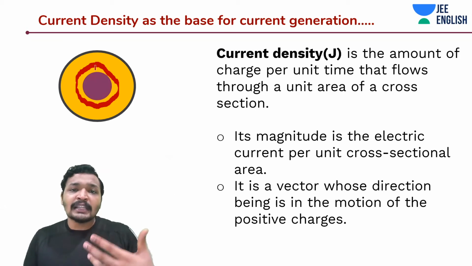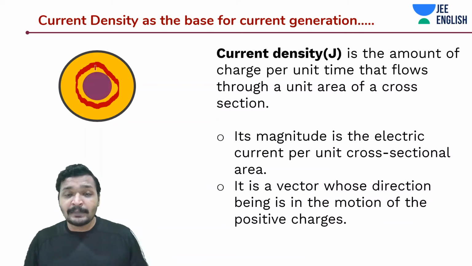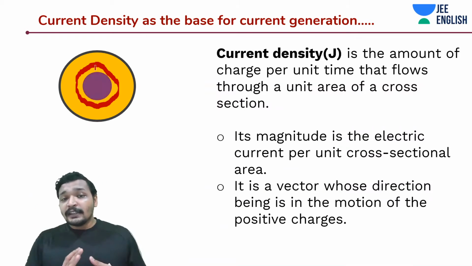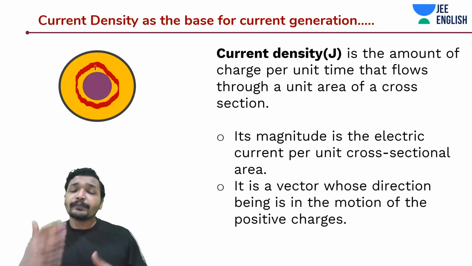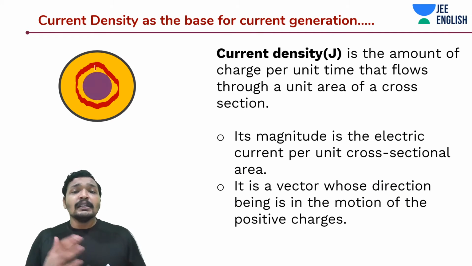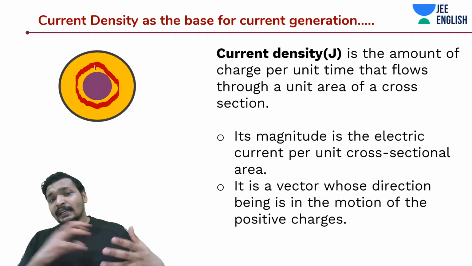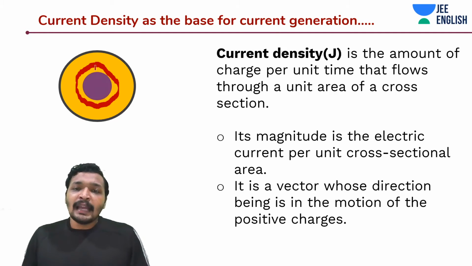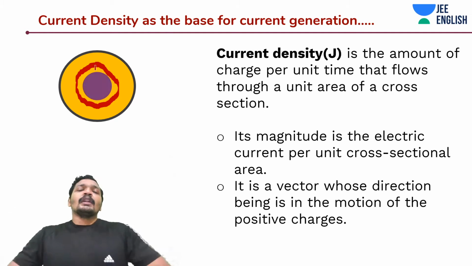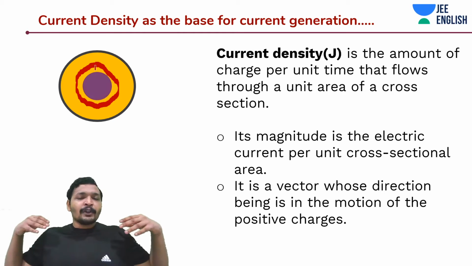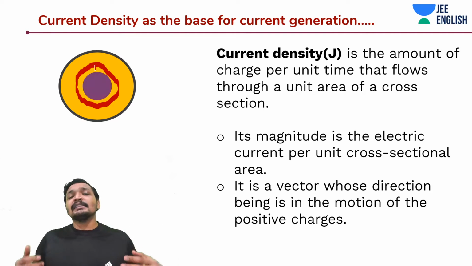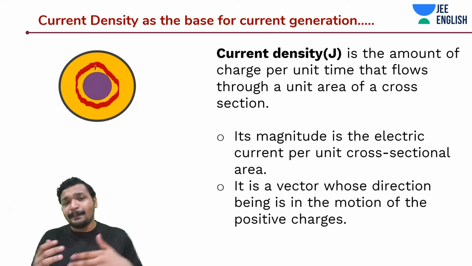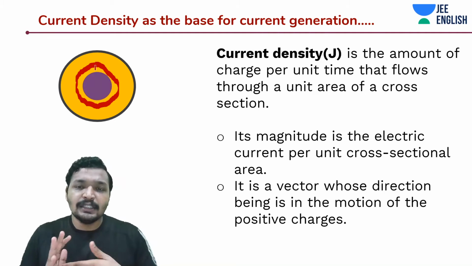Okay guys, there has to be a particular medium. Sometimes it can be air, but anyway, there has to be a particular medium. But again, you see that there is a current density which is making it happen. So now, for some moment, you are going to understand current density as the base for current generation.